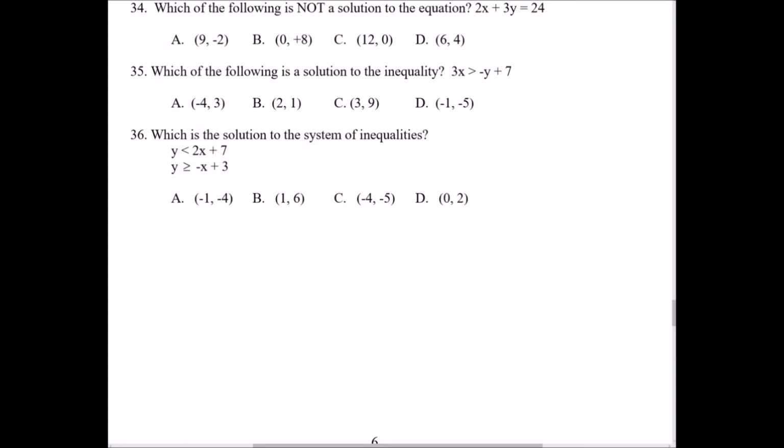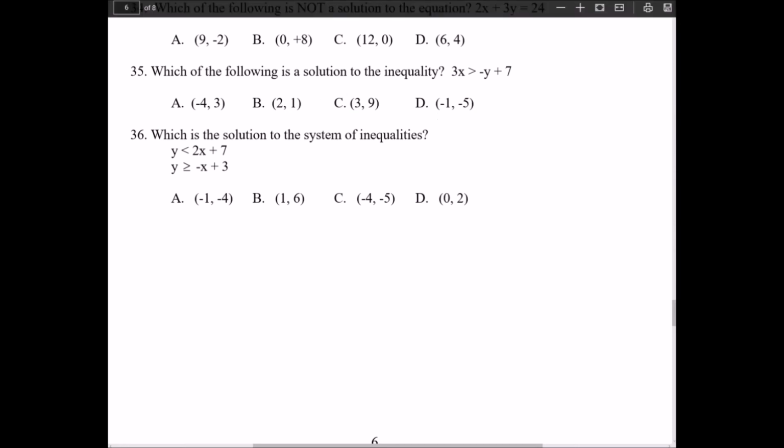So we're given which is the solution to the system of inequalities. y is less than 2x plus 7, and y is greater than or equal to negative x plus 3. And then we're given 4 points, A, B, C, or D. So we're going to solve these real quick. I'm going to show you 2 ways to do it. And here we go. So we know we have y is less than 2x plus 7, and we have y is greater than or equal to negative x plus 3. So there's 2 ways to do it. I'm going to show you the first way with a graph.